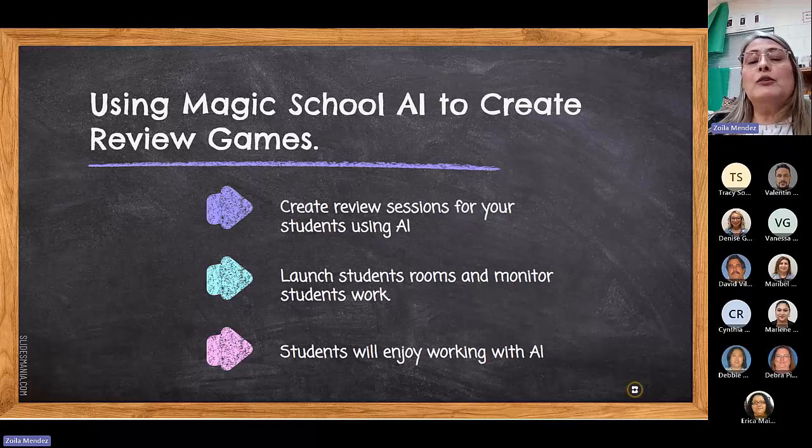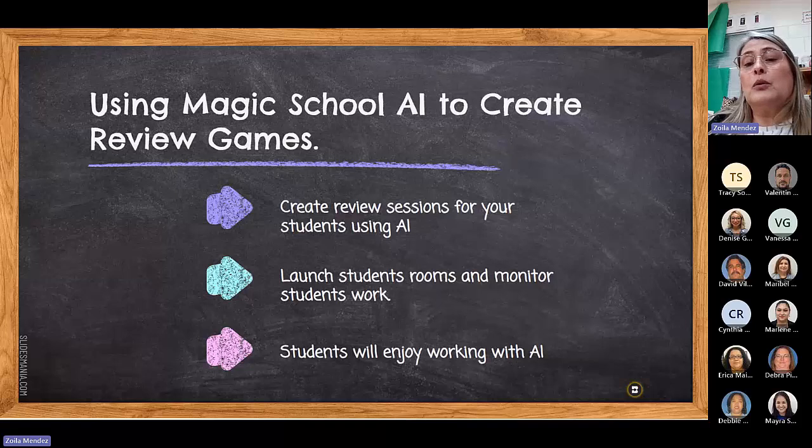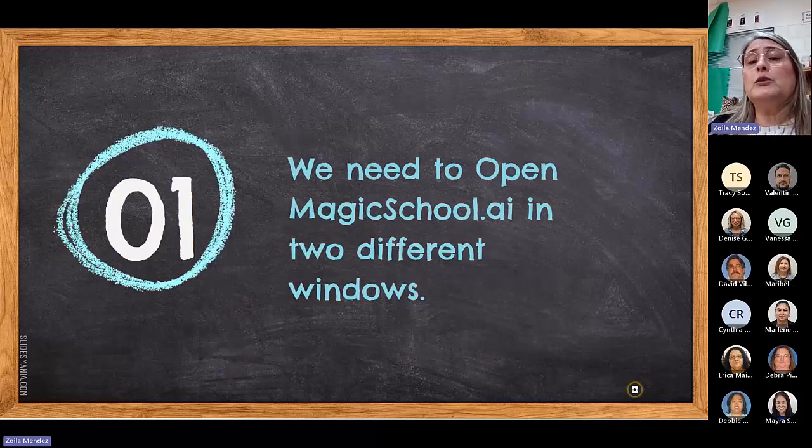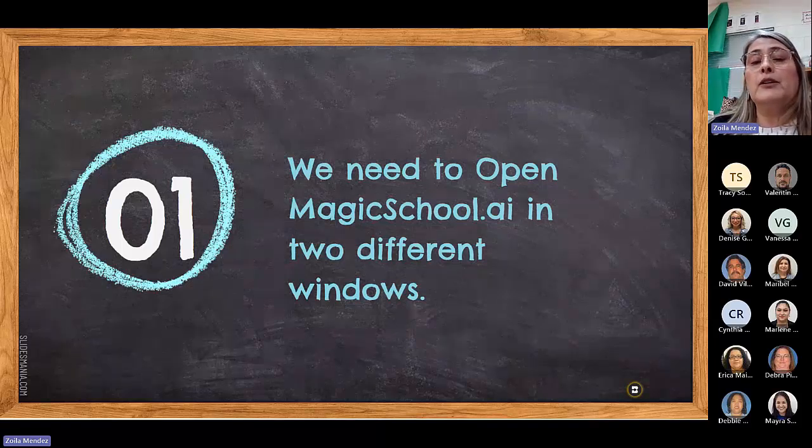All we have to do is create review sessions for the students using the AI, MagicSchool. We're going to launch the rooms to the students where we can monitor what they're doing. And like I said, my kids really, really enjoyed playing the games. All we need to do is open MagicSchool AI in 2 different windows. I'm just gonna tell you the steps, and then I'll show you on the actual page.